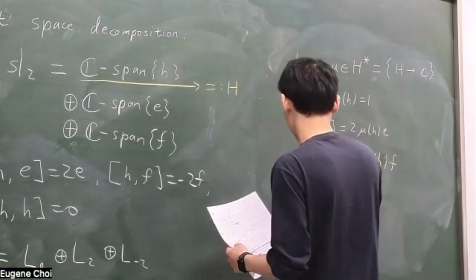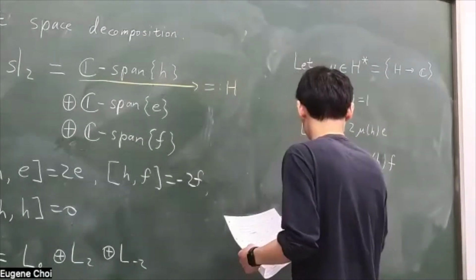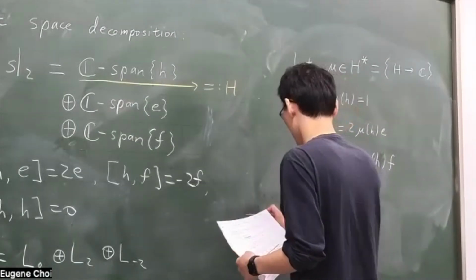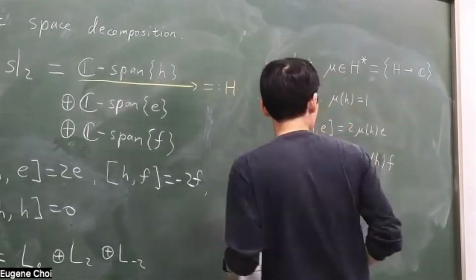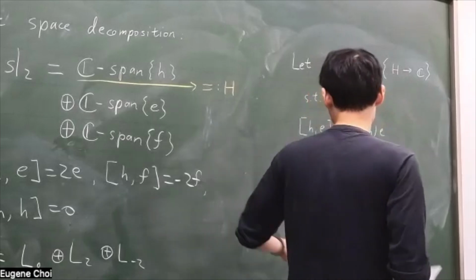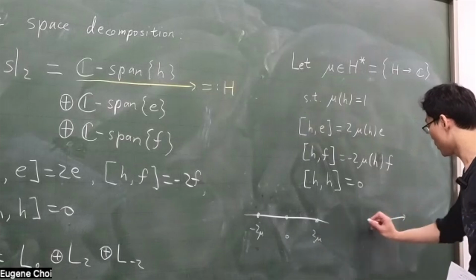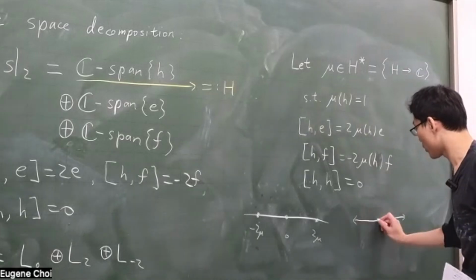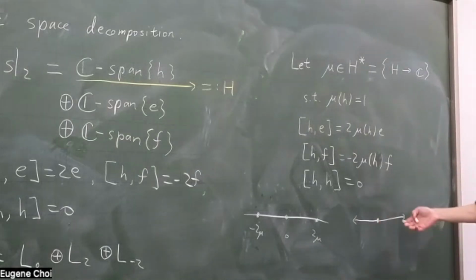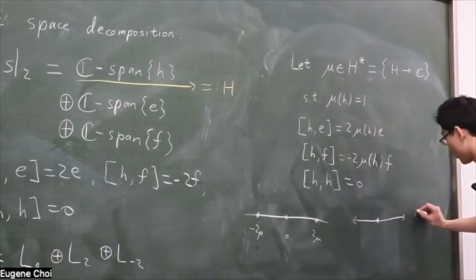So now I can draw a line with the origin, and this is 2 mu, this is minus 2 mu. In other words, I can draw it as a diagram like this, which stands for 2 mu and minus 2 mu. So this is called the root diagram.